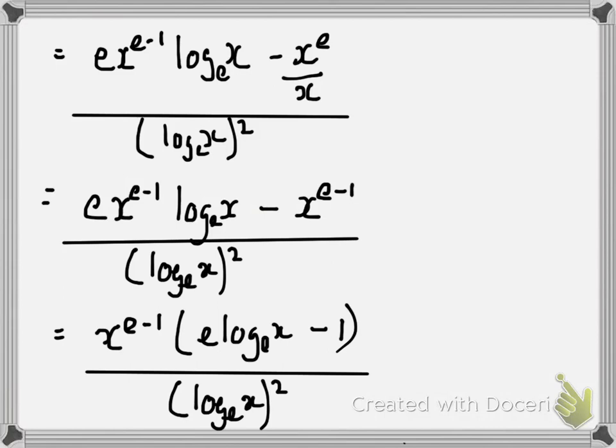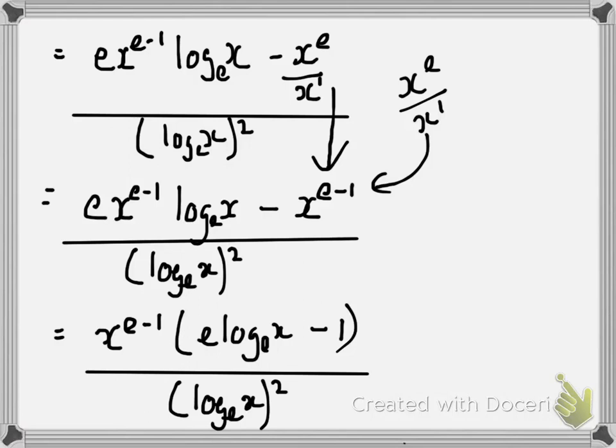Going from here to here, you'll notice that I've made x to the power of e over x into x to the power of e minus 1. Because remember, x by itself is x to the power of 1. When we divide, we subtract indices. So x to the power of e over x to the power of 1 becomes x to the power of e minus 1. When we divide with indices with the same base, we subtract.